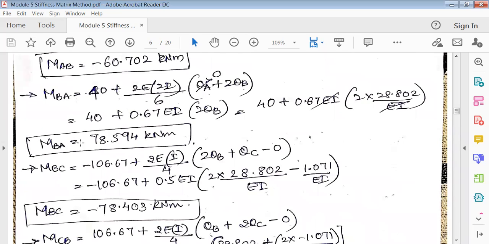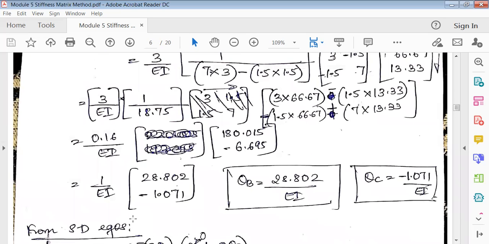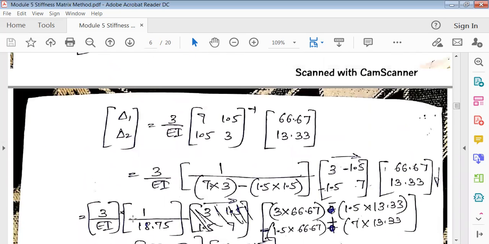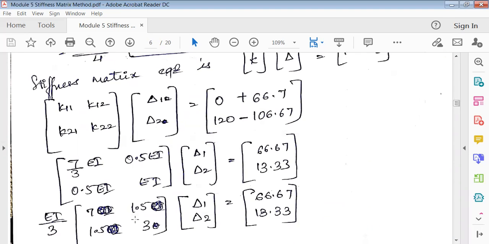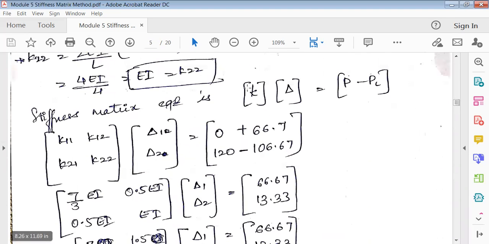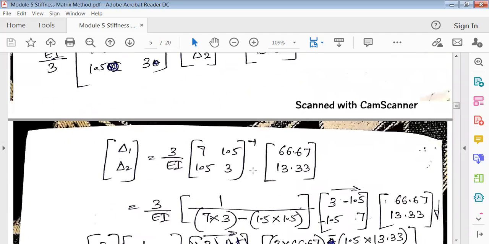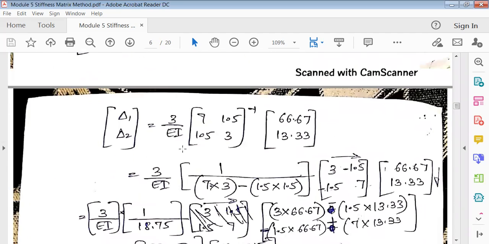So the check is MBA and MBC should be equal and opposite. So it is 78.5, here it is minus 78.5. So one is plus, the other is minus, all right. Okay, so the main important thing of stiffness matrix is finding out these k values, substituting this properly here, okay, and then directly multiplying this in the calci.